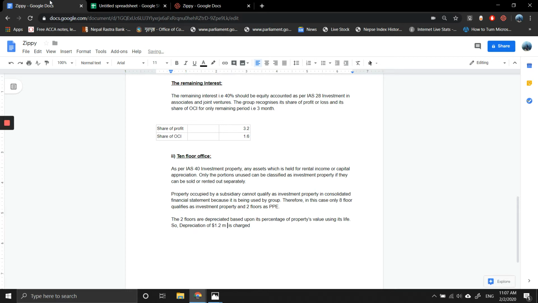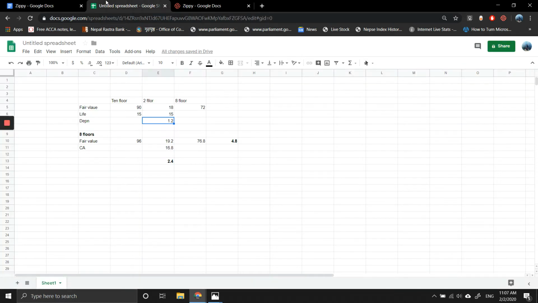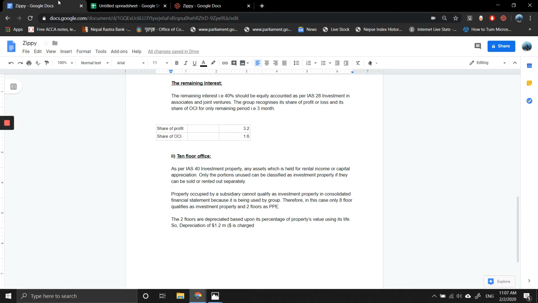So this is basically what we will use. The 2 floors, how much was it? 18, right? So how did we get 18? 90 into 2 divided by 10, into 1 divided by 15, right? That's how we got that much. It is charged to administrative expense.